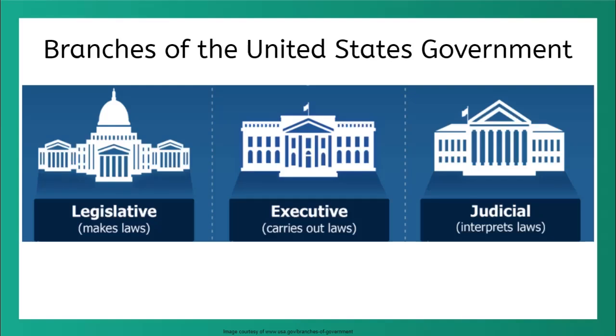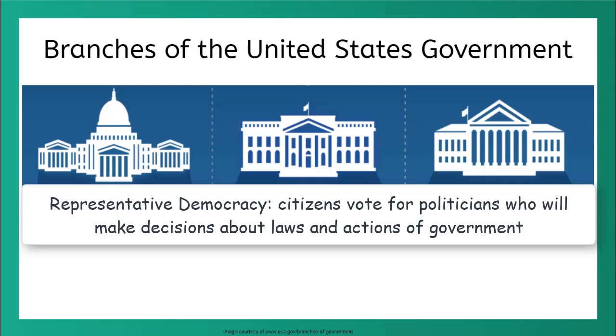The United States government is a representative democracy. This means the citizens vote for people called politicians, and these politicians have different jobs in government that make decisions and vote on laws, rights, taxes, foreign affairs, and other important parts of government and life in the United States.